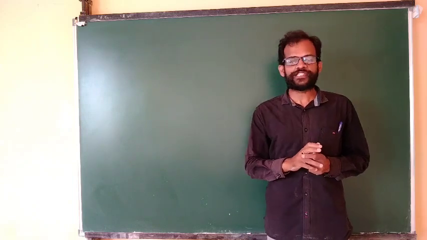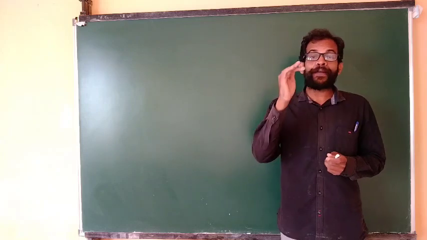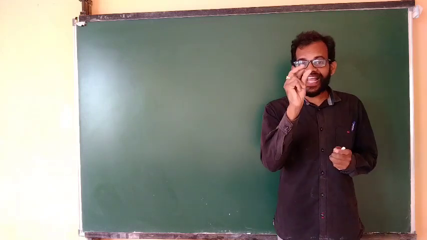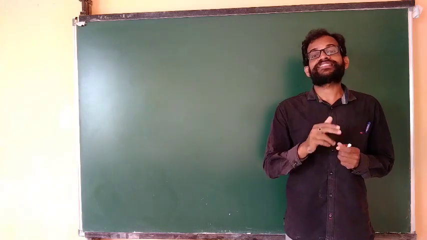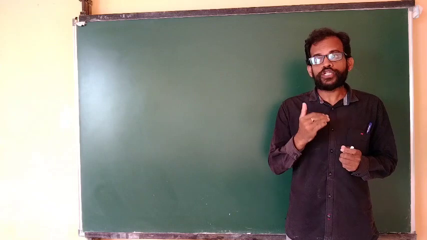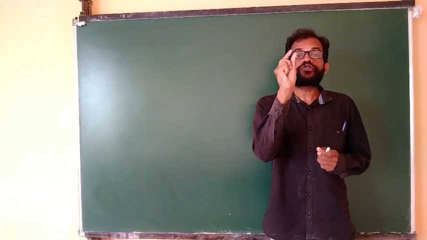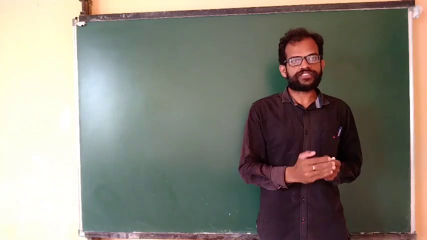The first type is known as the axial skeleton. The second one is known as the appendicular skeleton. The axial skeleton consists of 80 bones. The appendicular skeleton consists of 126 bones. The total human body consists of 206 bones. We already started this yesterday.